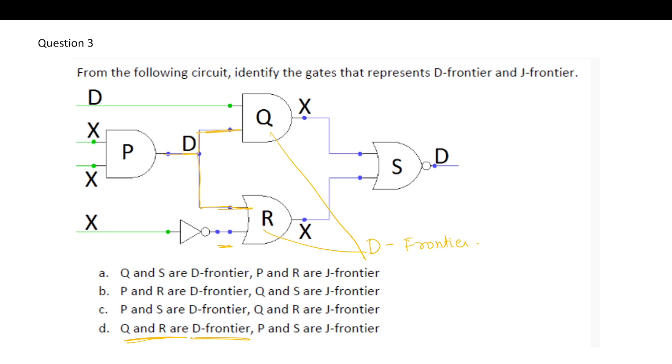And next, for the J frontier, the output is defined, but inputs are don't care. So P is a J frontier. Output is defined, inputs are don't care, so again this is also a J frontier. So P and S are J frontiers. Option B. So with this, we'll go to the next question.